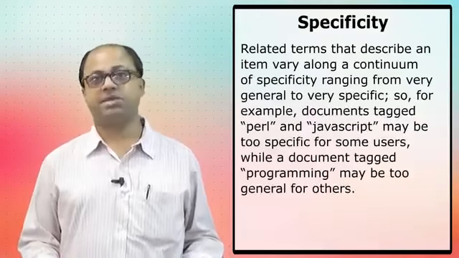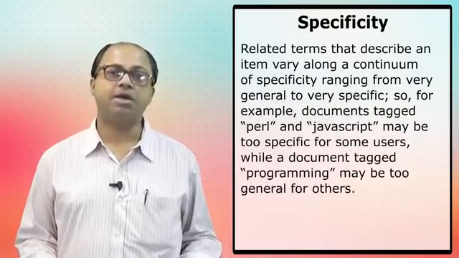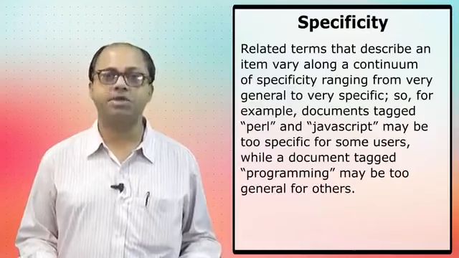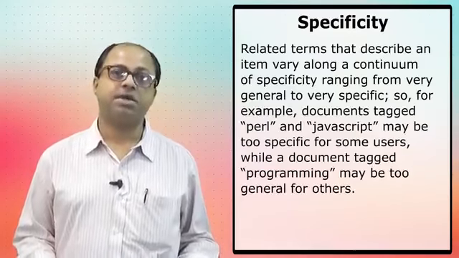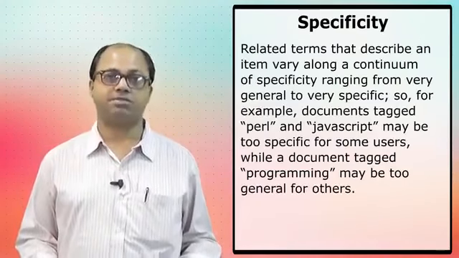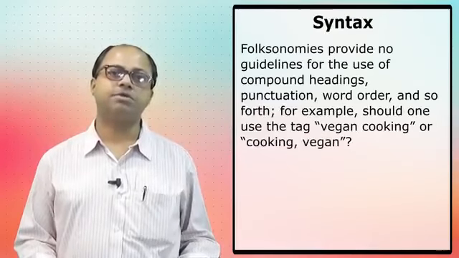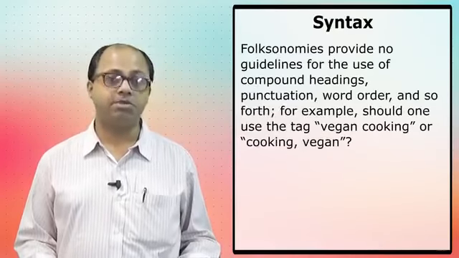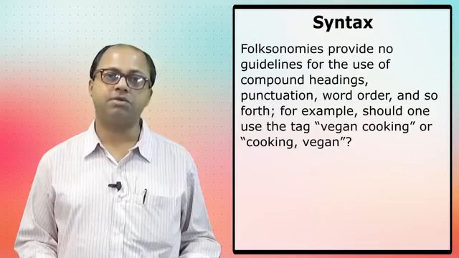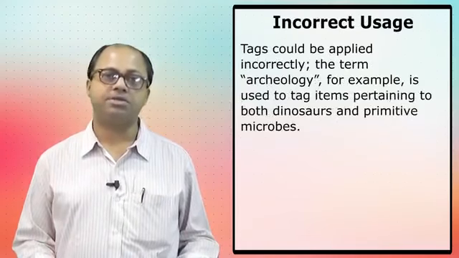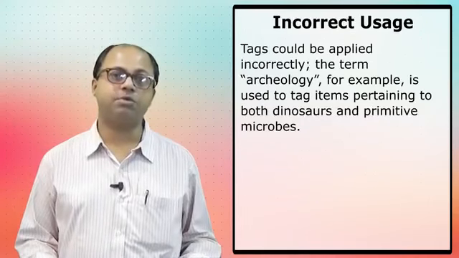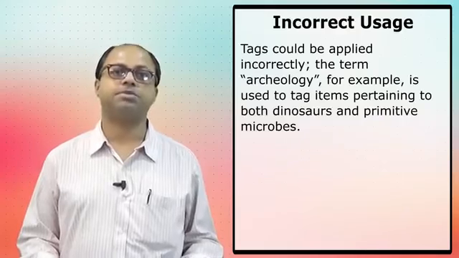Specificity. Related terms that describe an item vary along a continuum of specificity, ranging from very general to very specific. So, for example, documents tagged Perl and JavaScript may be too specific for some users, while a document tagged programming may be too general for others. Syntax. Taxonomies provide no guidelines for the use of compound headings, punctuation, word order, and so forth. For example, should one use the tag vegan cooking or cooking vegan? Incorrect uses. Tags could be applied incorrectly. The term archaeology, for example, was used to tag items pertaining to both dinosaurs and primitive microbes.